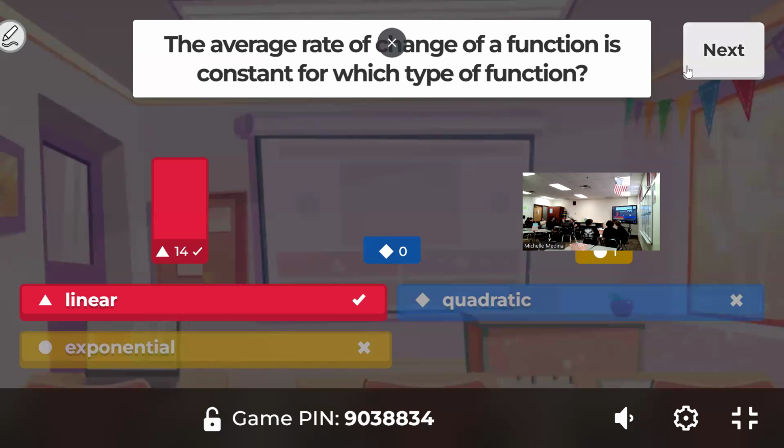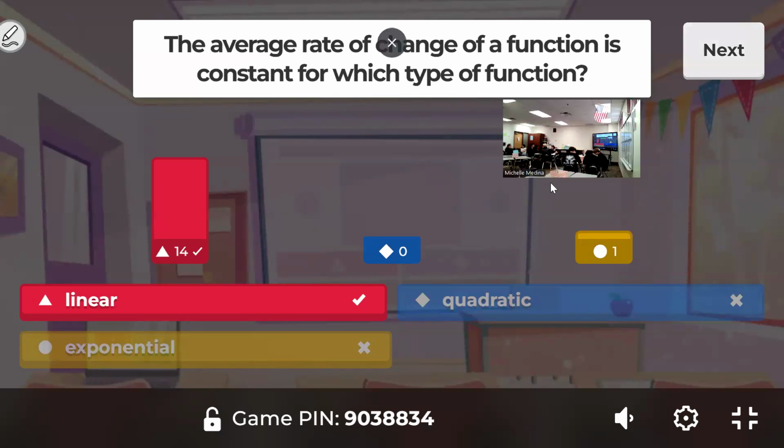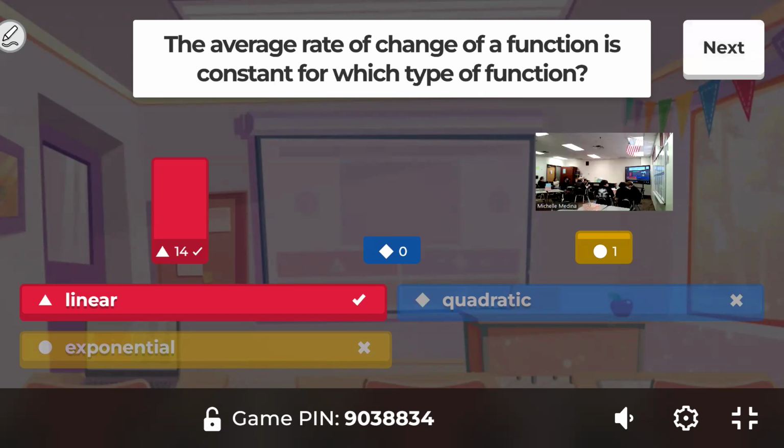All right, you guys got it right. Probably because you only recognize one of the words. But in ninth grade, we talk about all of these, but second semester, we will talk about quadratic and exponential functions.